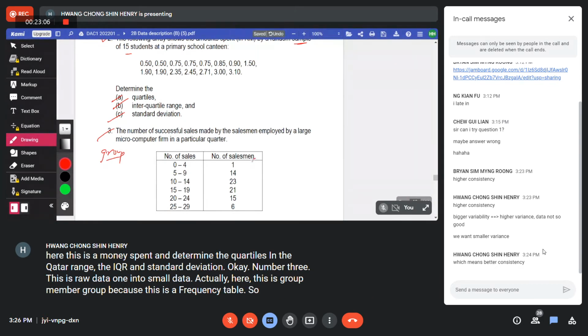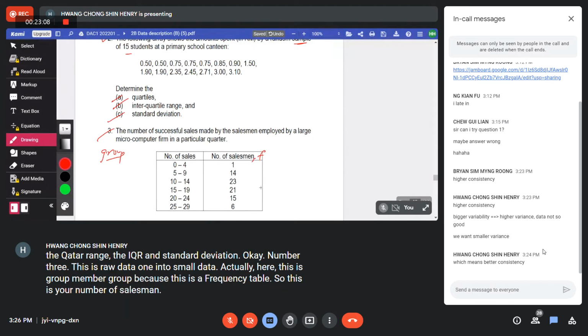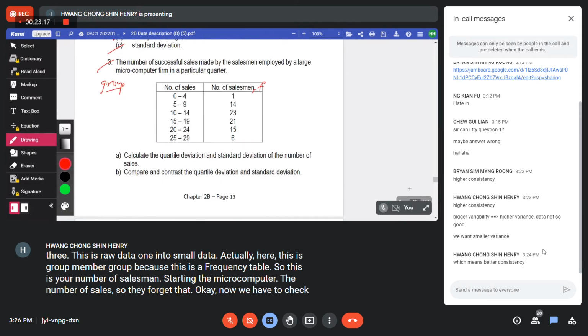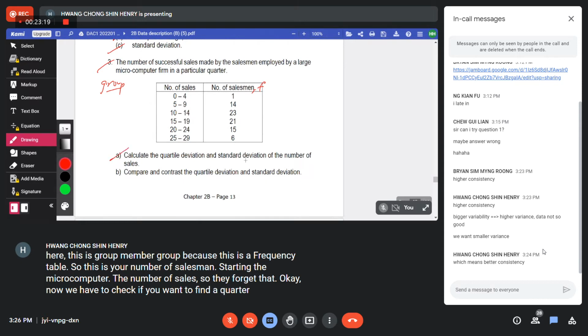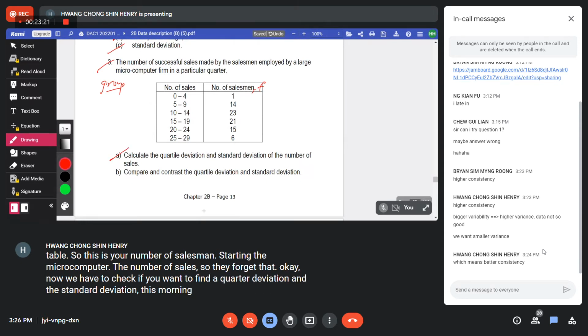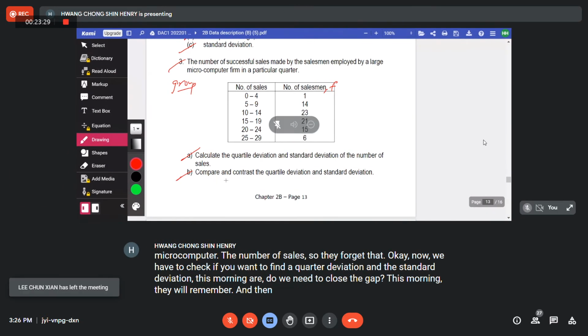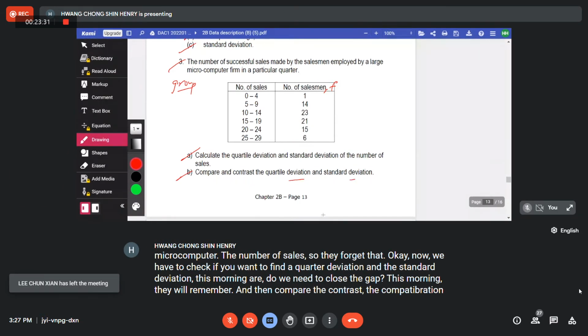So this is the number of salesmen selling the microcomputer, and this is the number of sales. So there's a gap there. Now we have to check: if you want to find the quartile deviation and the standard deviation, do we need to close the gap? This morning, do you remember? Then contrast the quartile deviation and the standard deviation.